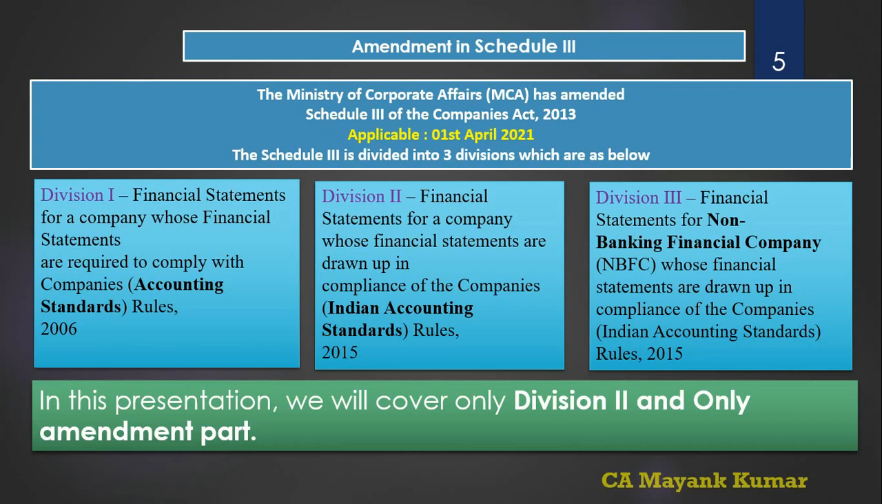This amendment has been divided into three. It has been brought to all the divisions: Division 1, which is applicable to companies having financial statements in compliance with the accounting standards; Division 2, which is applicable for Ind AS financial statements; and Division 3, which is applicable for Ind AS financial statements prepared by non-banking financial companies. In this presentation, we will cover Division 2 and only the amendment part. We will not have a complete insight on Schedule 3 Division 2, but only focus on the changes brought by the Ministry of Corporate Affairs with the notification dated 24 March 2021.